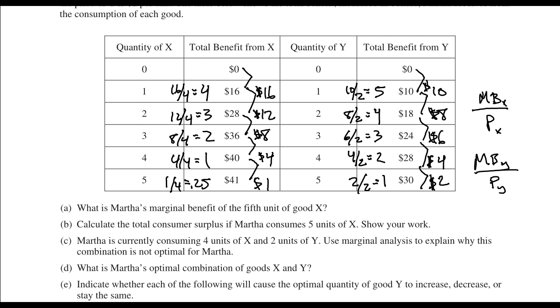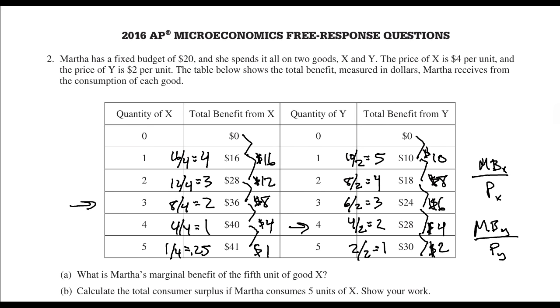So, what's our optimal combination? Well, it's probably where our marginal benefit per dollar equals our other marginal benefit per dollar, and we also have to make sure that's a combination that we can actually buy. 3 goods of X would cost 3 times 4, which is $12, which would leave us $8 to buy 4 goods of Y at $2 a piece. So that is a possible combination, and that is where those two are matching. So that's one way I could potentially solve the problem.